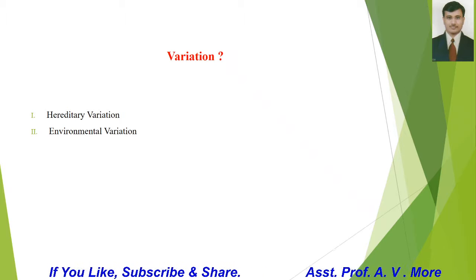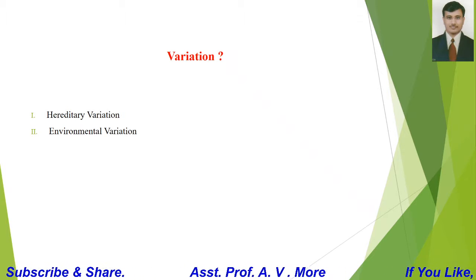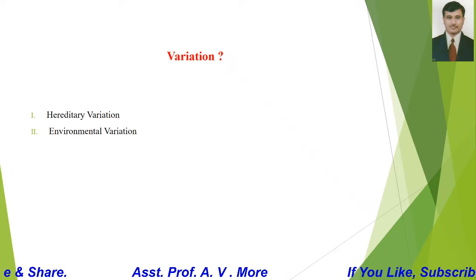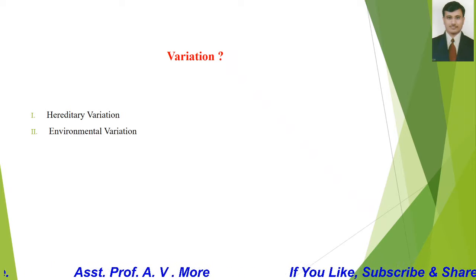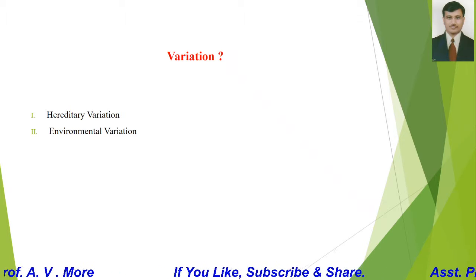Friends, variation is classified into two types. First one, hereditary variation, and second one, environmental variation.